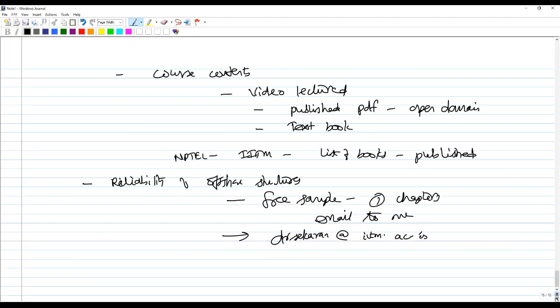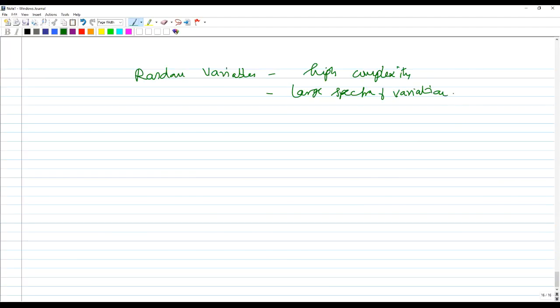So coming back to random variables. Random variables, as expressed in week 3 lectures, have high complexity. They have a large spectra of variation. Friends, if you have any doubt or difficulty at this moment, you want to add a point, you can always stop me, share your views immediately so that I can also address that concern online at this moment. Let's say it has got a large spectra of variation and high complexity. Therefore, it is important to understand how they are handled in reliability analysis.